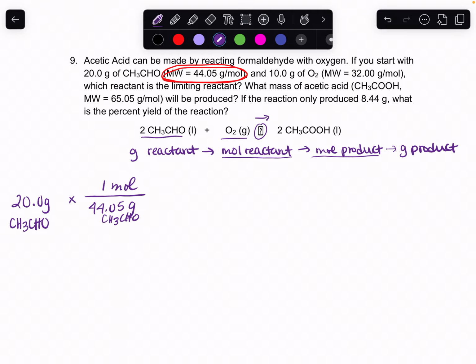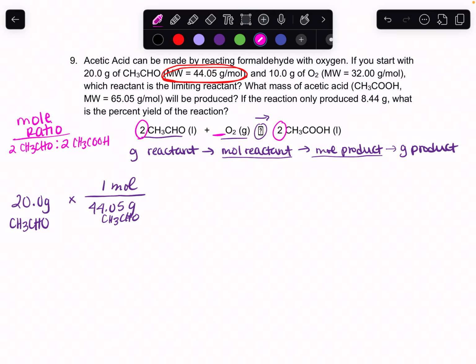So at this point, I have moles of formaldehyde, and I'm at step 2 here. I need to get it to moles of product. To do that, I need to use a mole ratio. I'm going to write that on the left here. Mole ratio. What the heck is that? The mole ratio is just how many moles of this reactant do I have to moles of product. I have 2 moles CH3CHO for every 2 moles of acetic acid, CH3COOH. Amazing.